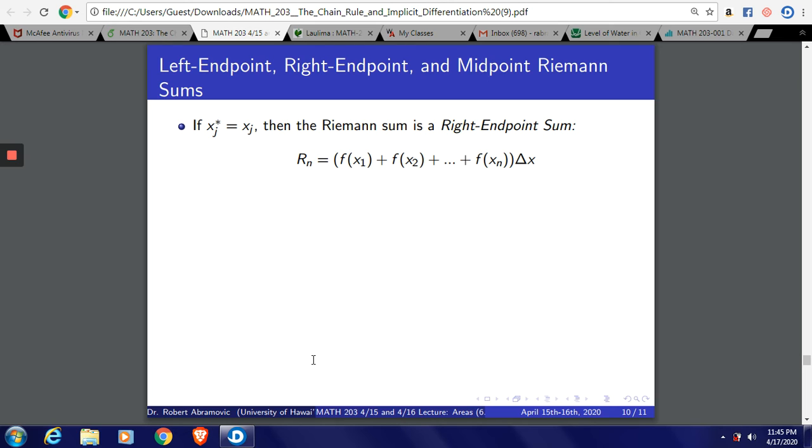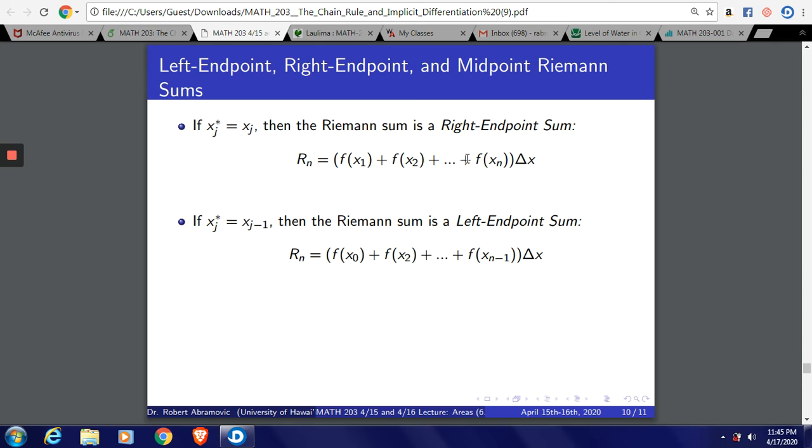Left endpoint, right endpoint, and midpoint Riemann sums. If xj star is just xj, we get a right endpoint sum. Remember, the subinterval was x sub j minus 1 to xj. Right endpoint is xj. We have this right endpoint sum, which is f of x1 plus f of x2 all the way to f of xn. Multiply that by delta x.